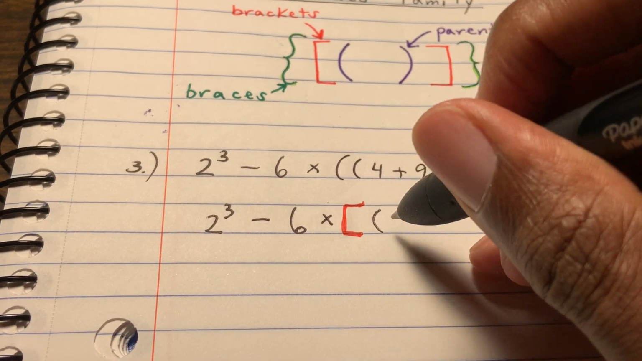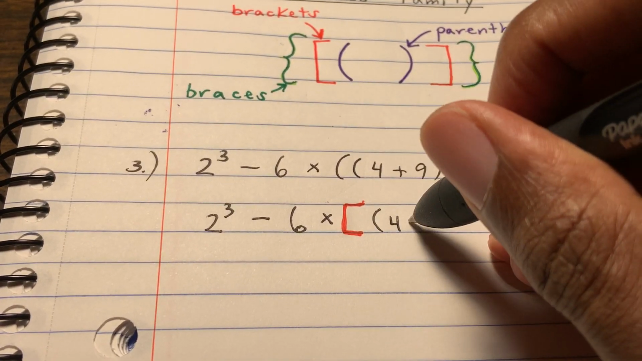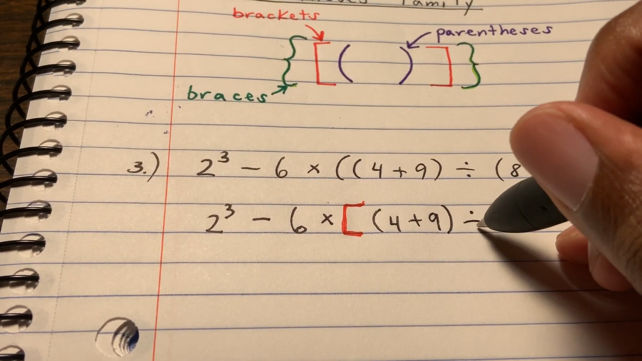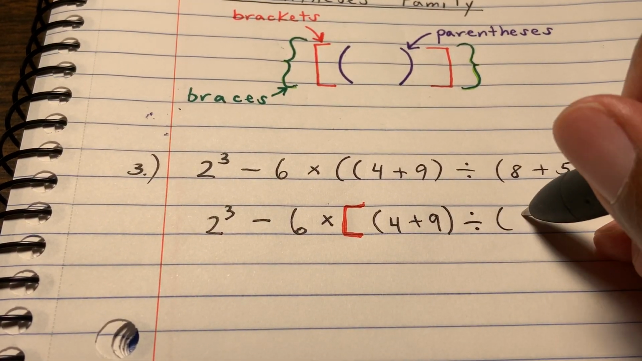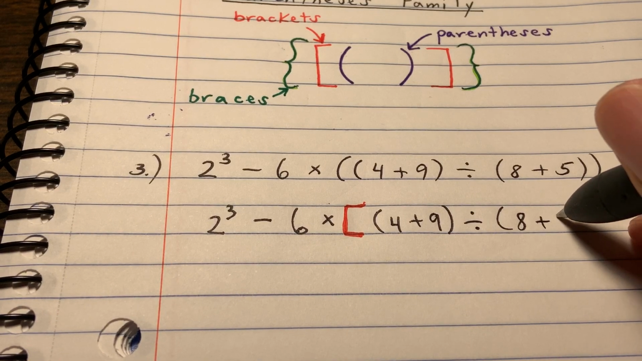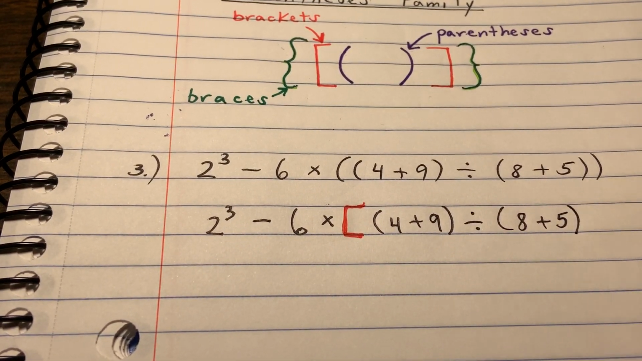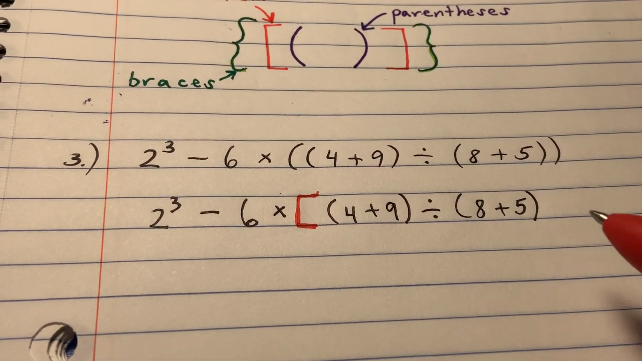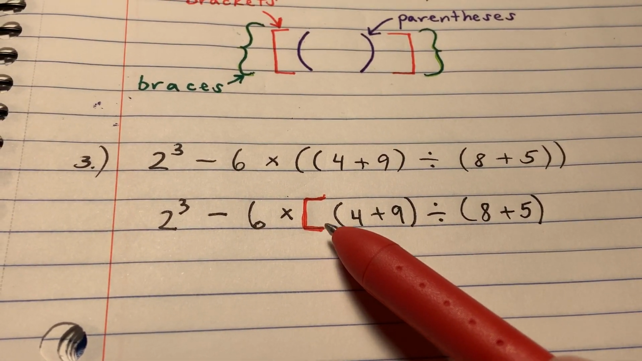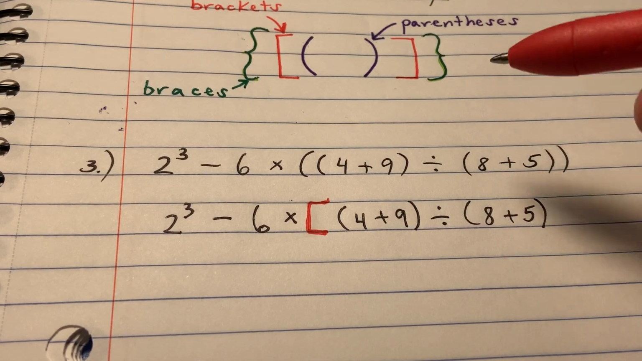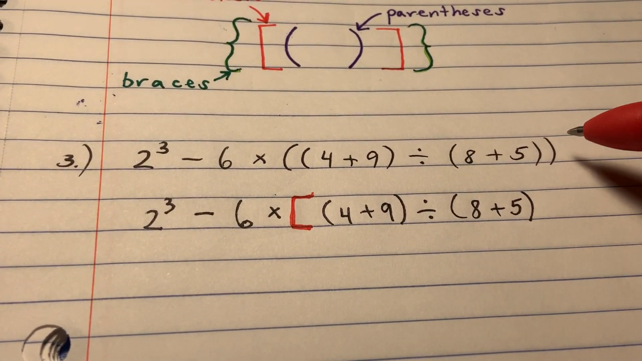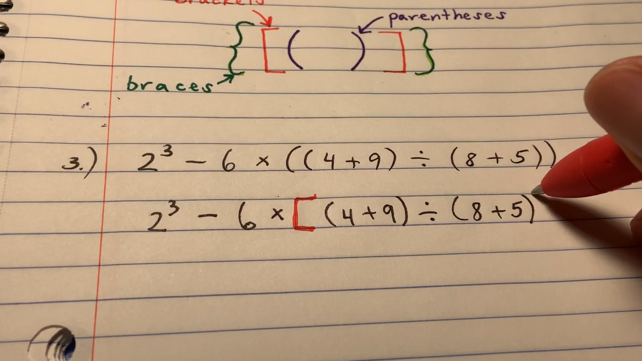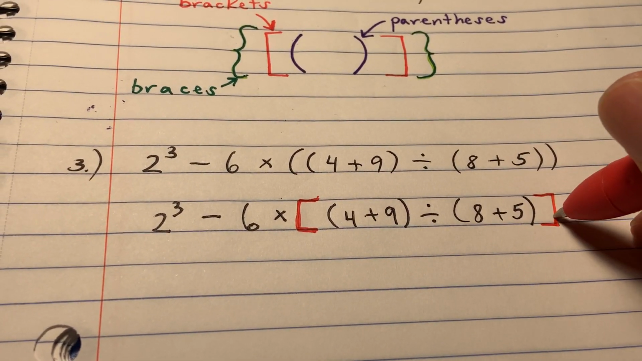Now let me continue with the rest of the problem. Open parentheses, 4 plus 9, close the parentheses, divided by open parentheses, 8 plus 5, close the parentheses, and now wait a minute, like with any set of parentheses, if you have open brackets, you must have back here closed brackets. You see, I don't want to do this double parentheses. No, I'm going to have my closed brackets.